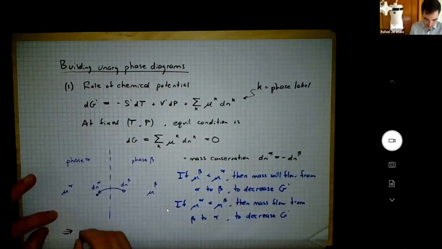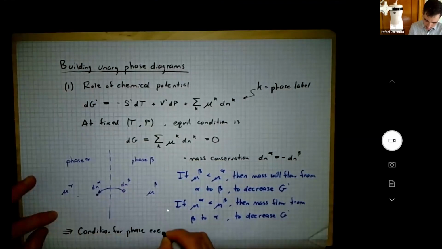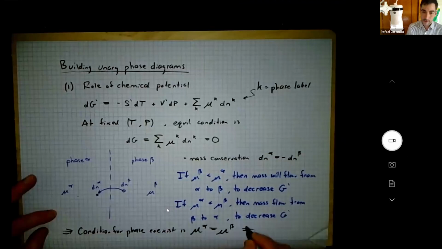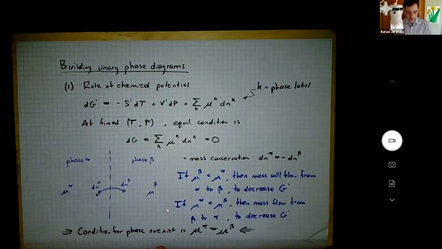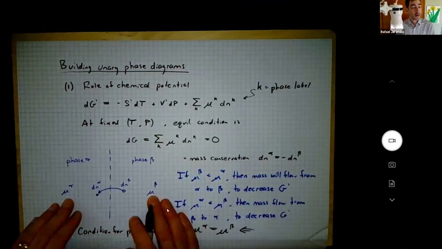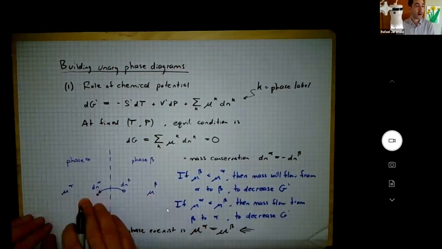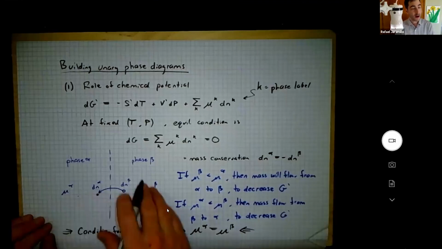Right. Condition for phase coexistence is mu alpha equals mu beta. That's right. So if and only if the chemical potentials are equal, then there's no driving force for a molecule of beta to hop into alpha, and there's no driving force for a molecule of alpha to hop into beta.